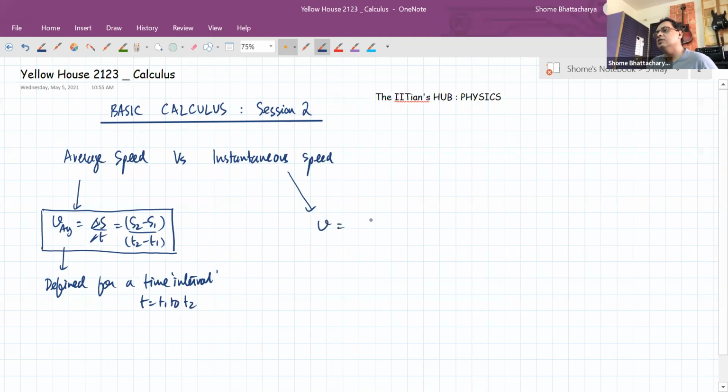We define it as delta S by delta T, but with a qualifier that the delta T should be extremely small. This symbol means that it's tending to 0. That means it should be very small.